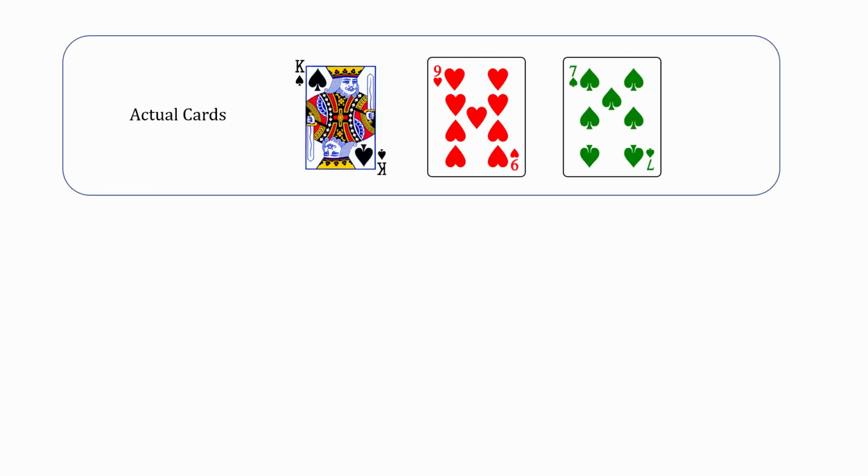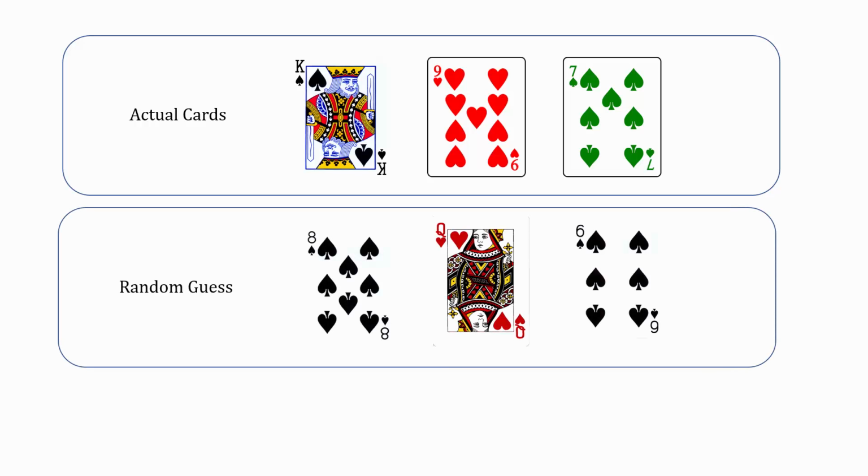Let's say you and your friend are playing with play cards, and your friend has 3 cards that you are not aware of, and he asks you to make a guess on what those cards are. You will make a random guess and say the first card is 8, the second is queen, and the third one is 6. Then you will ask your friend how accurate your prediction was. What he will do is he will tell you the error that you made in each of the guesses.